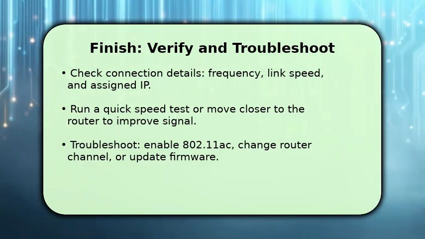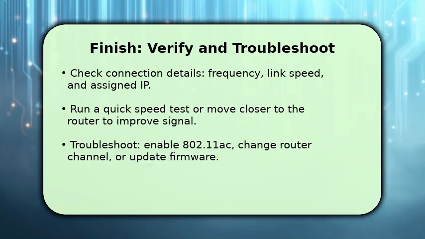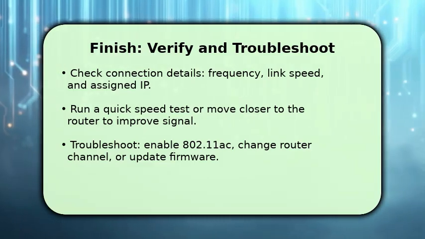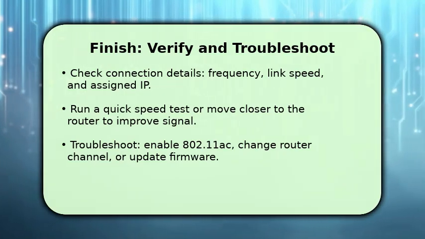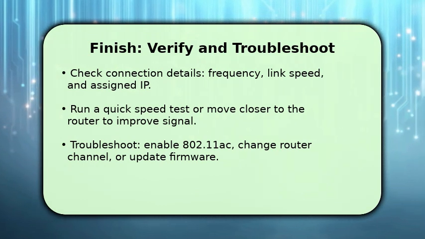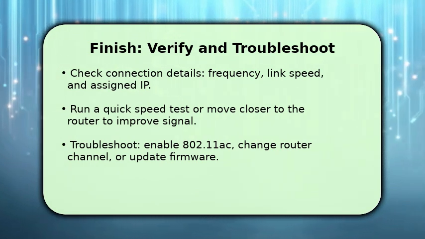If you still don't see or connect to 5 GHz, reboot phone and router, enable 802.11 AC/AX on the router. Try different 5 GHz channels, 36, 48, or 149/165.